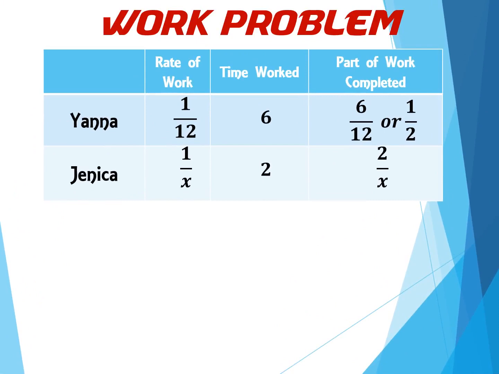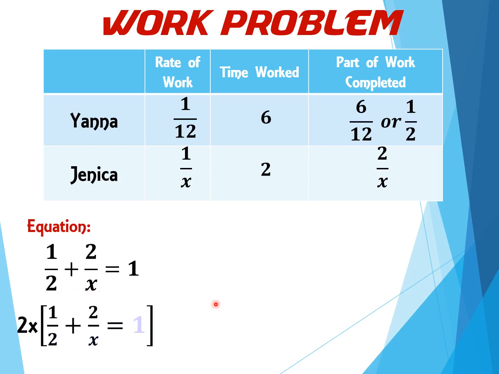Okay, let's continue here. As I've said earlier, whatever part of the job finished by Yana added to the part finished by Jenica will be equal to the whole job, which is 1. So our equation will simply be 1 half plus 2 over x is equal to 1. Solving for this, we multiply by the LCD, which is 2x.